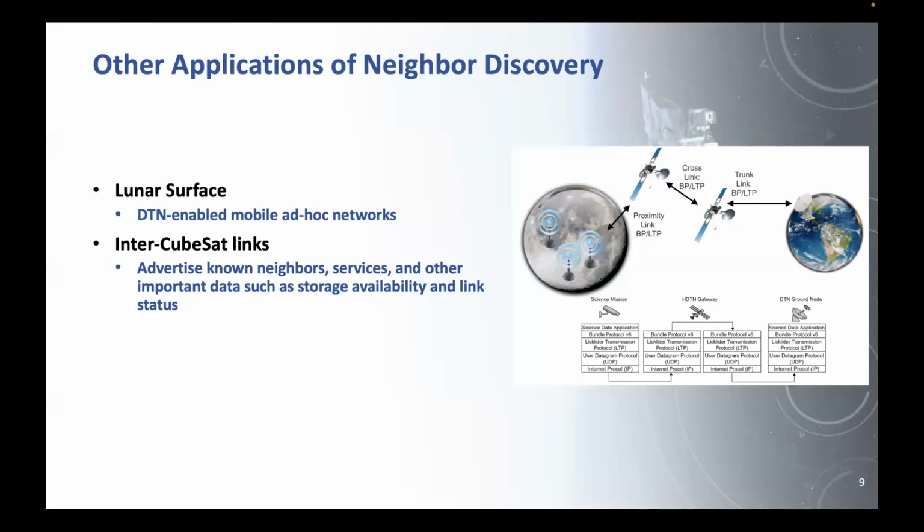So what are other applications of neighbor discovery? One application is for the lunar surface, where DTN-enabled mobile ad hoc networks can be used and discovered using neighbor discovery. Also, we can use inter-CubeSat links, which can be used to advertise services and other neighbors and other important data metrics such as storage availability and link status.